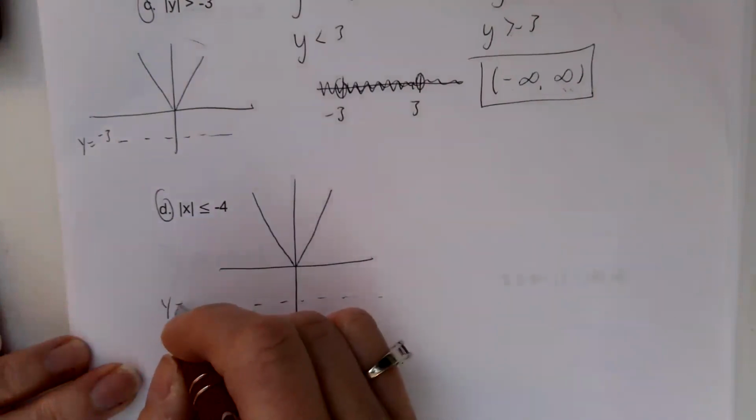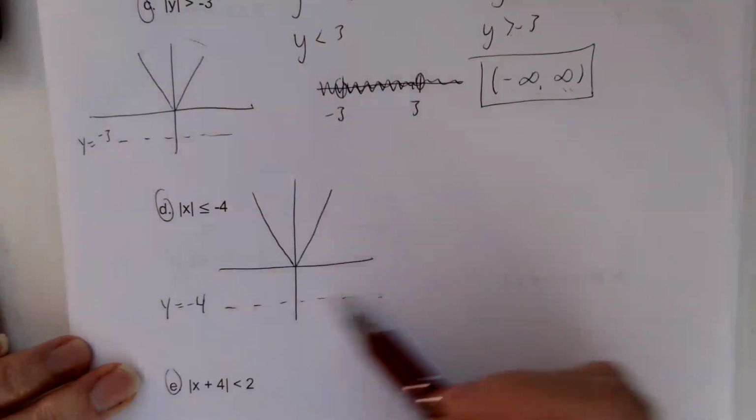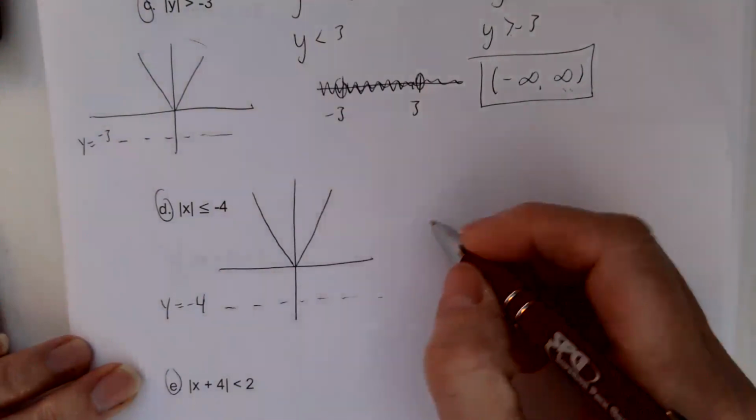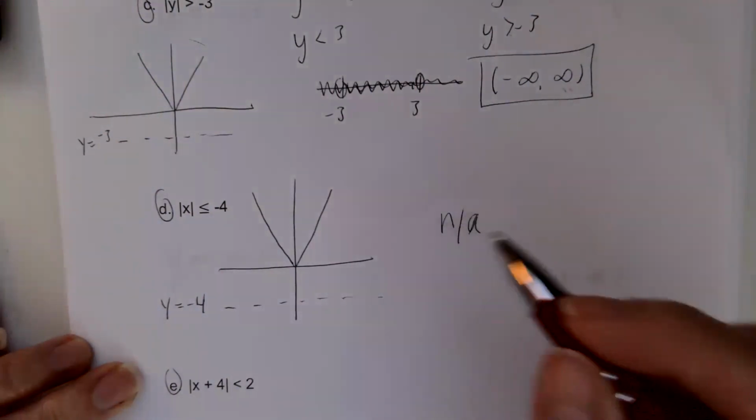Well, here's the line y equals a negative 4. So the absolute value of x can never be less than a negative 4. So it's not available. There's no answer to that one.